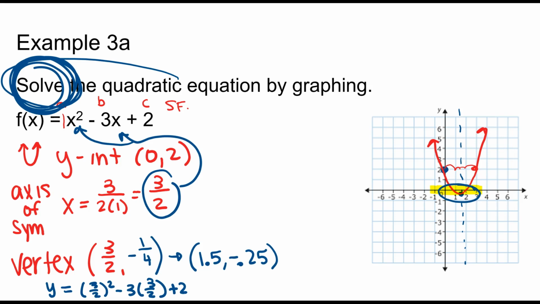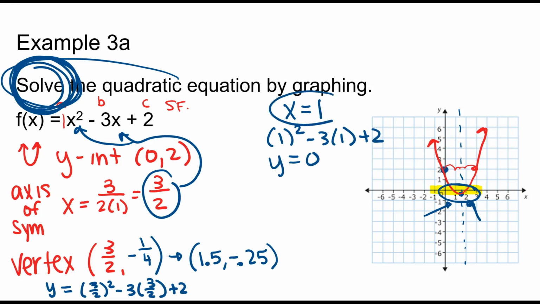But I can take a guess at what I think, and I can plug in to check. So it looks like it's going to hit at maybe x equals 1 and x equals 2. So let's give it a try. At x equals 1, we'll try, that would be 1 to the second power minus 3 times 1 plus 2. What happens? We get y equals 0. So x equals 1 is one of our zeros.